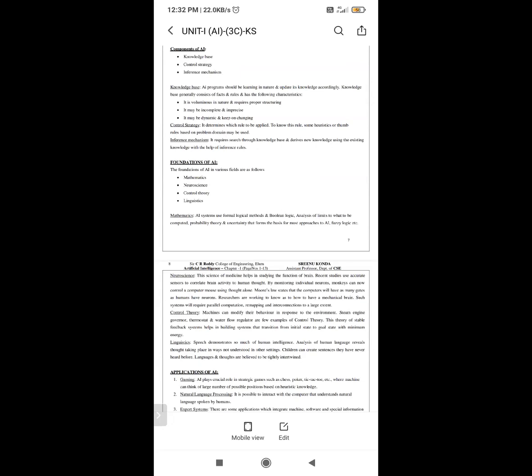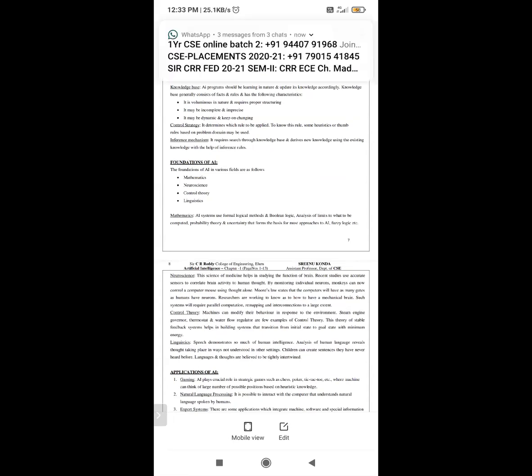Right. Next, coming to the first area or first field, that is mathematics. So AI systems use formal logic methods and Boolean logic. Okay, so it uses both the logical methods, that is formal logical methods and Boolean logical methods. So analysis of limits to what can be computed, probability theory, and uncertainty.